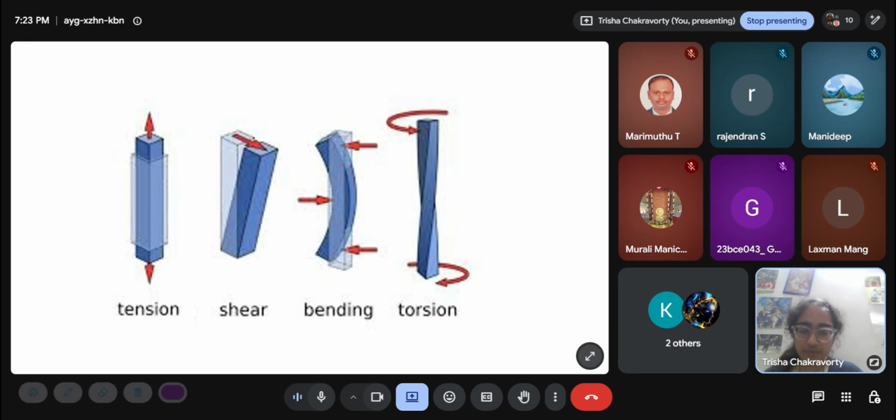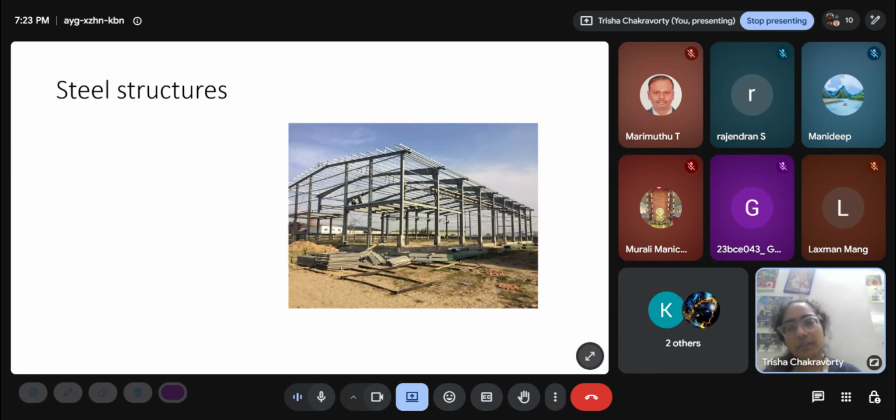So you should know the difference between analysis and design. These are also basics, usually taught in a structural analysis course, but it is very important. Now I'm moving into an introduction to steel structures.